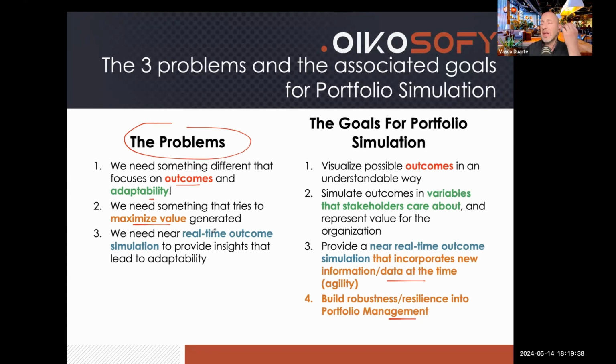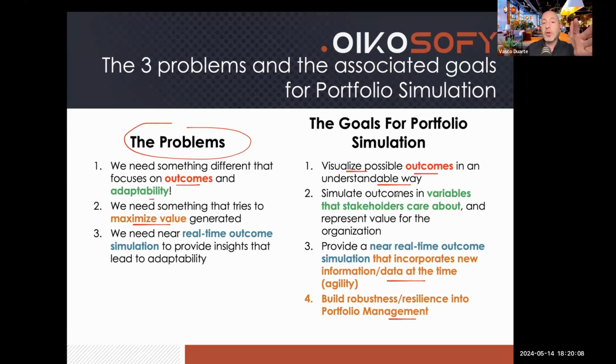Because don't forget that agility has brought adaptability at the team level, at the project level, but we need to take that much further if we are to benefit from agility in an organization. Right, so this of course gives us a set of goals, right? So we need to visualize possible outcomes, and we need to do it in a way that can be easily understandable, that we can grasp and take that as input and make decisions.